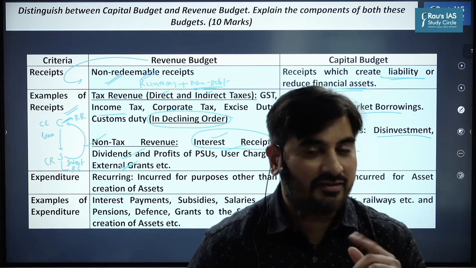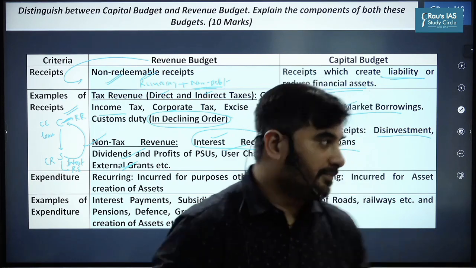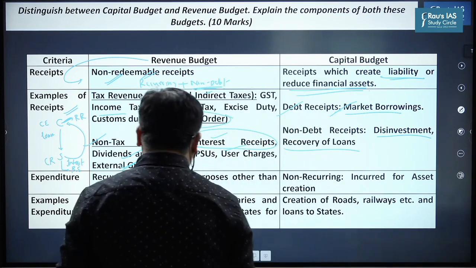Now, this is also very interesting. Please focus here, this part. Grants to the states for the creation of assets.